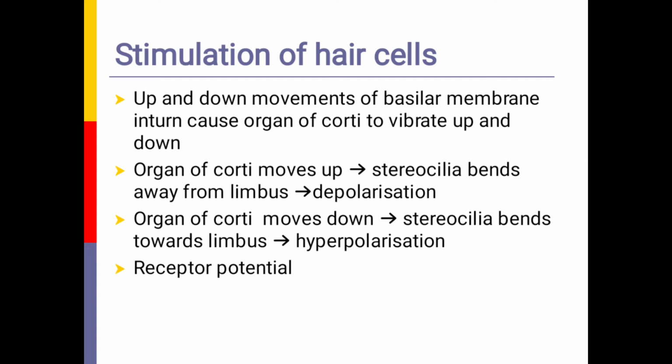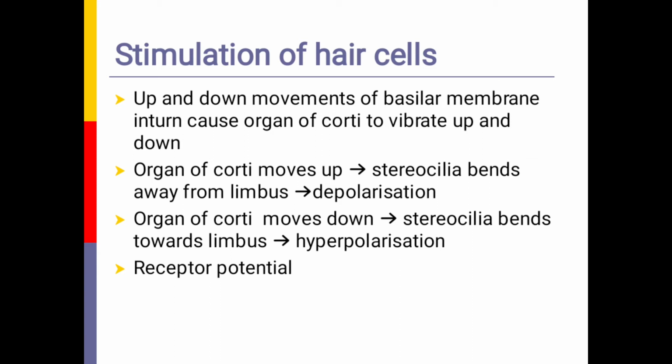As I told earlier, the cilia of hair cells pass through the reticular lamina and are embedded in the tectorial membrane. Since the tectorial membrane and basilar membrane are attached at different points on the limbus, they slide past each other when the up and down vibration of the organ of Corti occurs. When the organ of Corti moves up, the tectorial membrane slides forward relative to the basilar membrane, and this bends the stereocilia away from the modiolus.